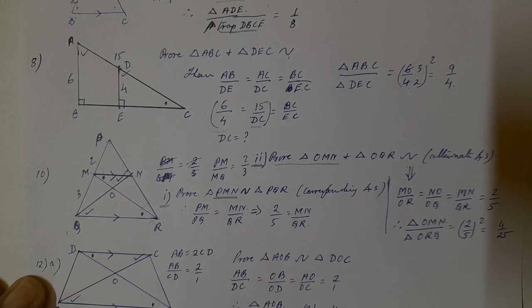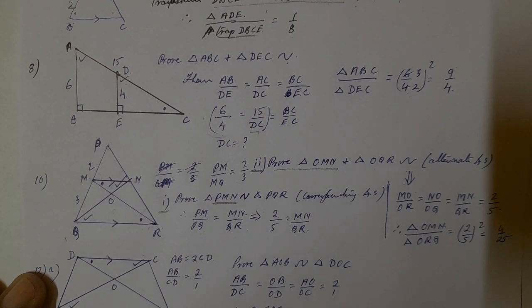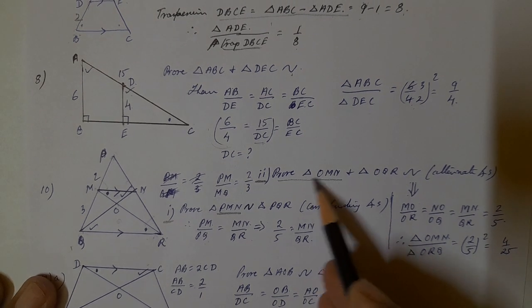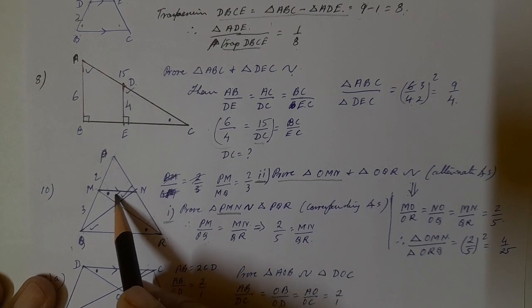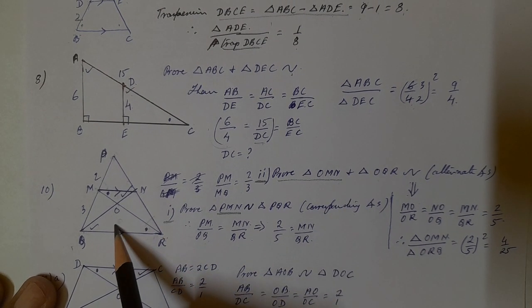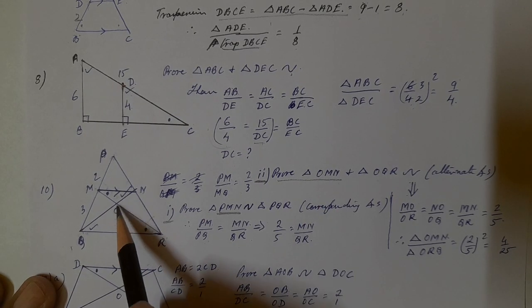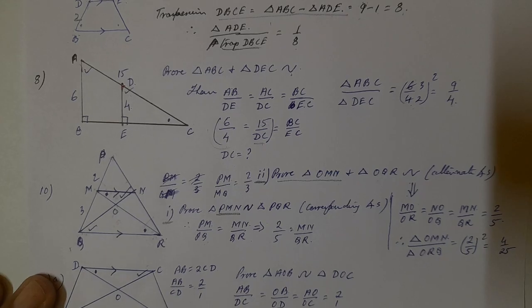Did you get that? And the second part: prove that triangle OMN, fine, here, you have to prove it similar. That's the second part. Triangle this and triangle this, you have to prove it similar. That's very simple. Alternate, vertically opposite, similar. Finish. That's the second part.